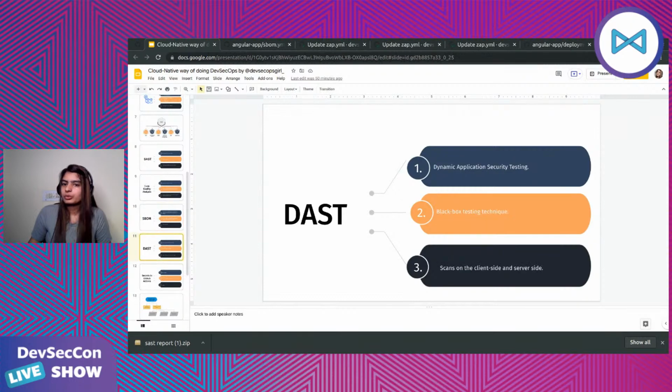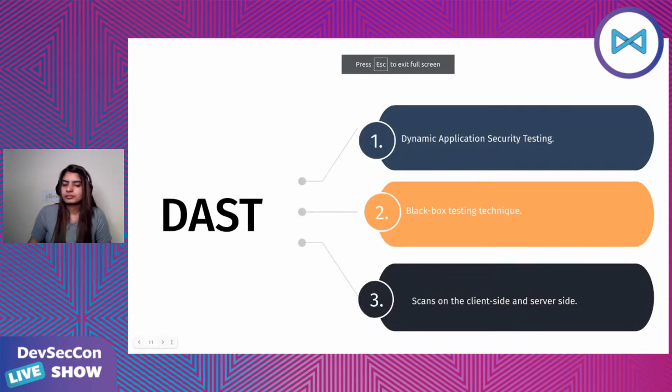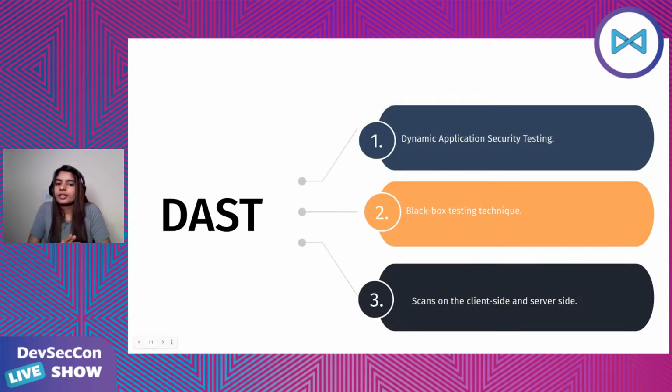Okay, so moving further to DAST. What does DAST mean? It is Dynamic Application Security Testing. It is also known as a black box testing technique, in which the DAST tool interacts with the application being tested and runs steps to imitate an attacker. And unlike static analysis, DAST allows for sophisticated scans on the client side and server side without needing the source code or the framework.